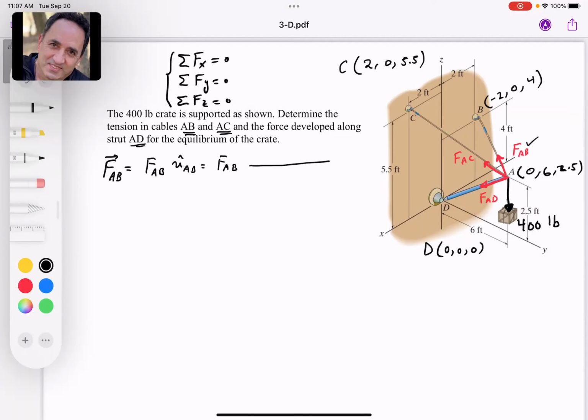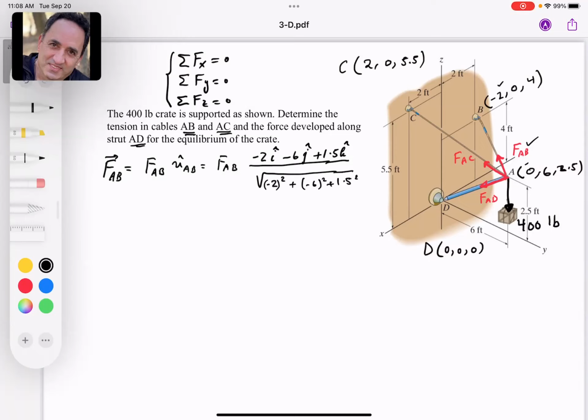To describe the unit vector from A to B, see the line of action, this force AB is acting from A to B. So A becomes the initial, B becomes the final. So you subtract initial from the final. So -2 minus 0 gives me -2i, right? 0 minus 6 gives me -6j. And then finally, 4 minus 2.5 will give me 1.5k. So when I go ahead to find the length of this, remember the length is 2 squared, or -2 squared, it doesn't matter, plus -6 squared plus 1.5 squared. So that's how you make a unit vector.